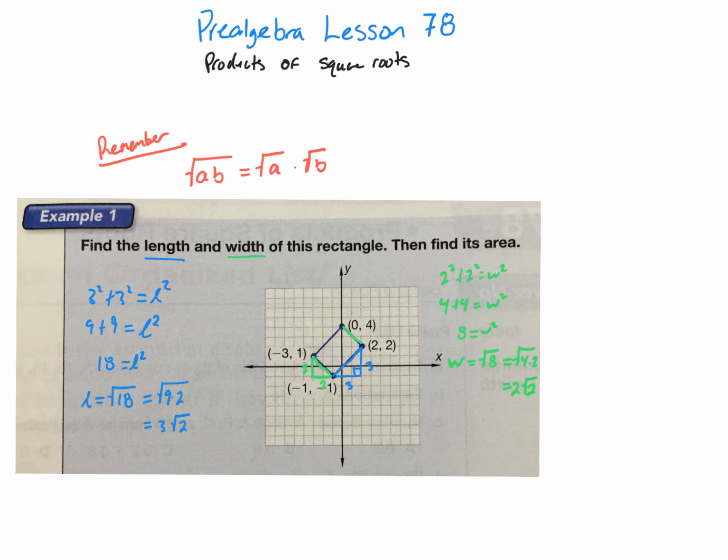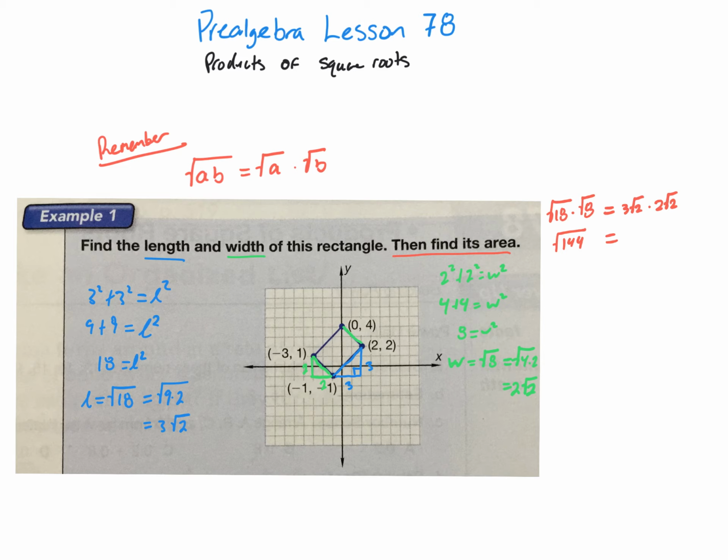So as we go through, it says then find the area. To find the area, we just need to say length times width. So notice if we said the square root of 18, that's the length, times the width, which is the square root of 8, that should be the same thing as 3 square roots of 2 times 2 square roots of 2. 18 times 8 is going to be 144.